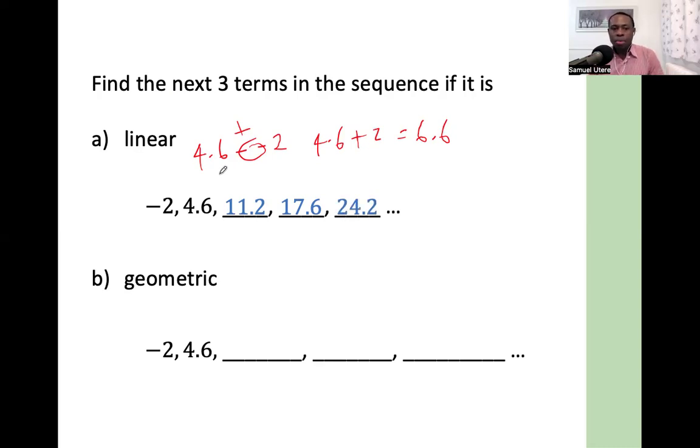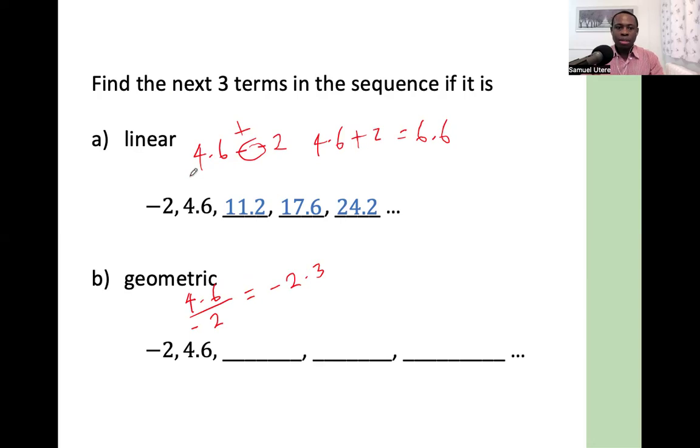Okay, remember what we learned about the geometric sequence. We'll say, well, what is the special number that we're using to multiply every time? How do we find it? We take the second term and we divide it by the first one. So we do 4.6 divided by negative 2. That will be negative 2.3. Now it means we are multiplying every time to get the next term by negative 2.3.